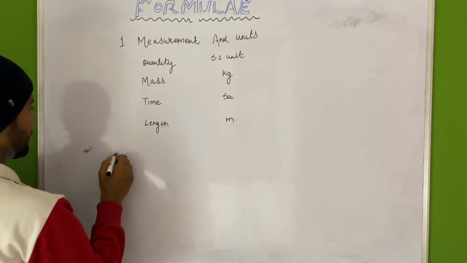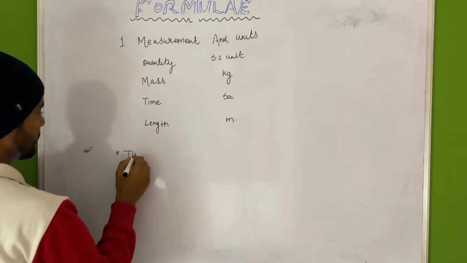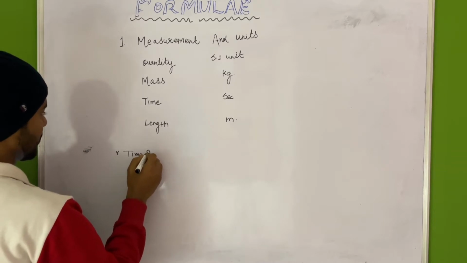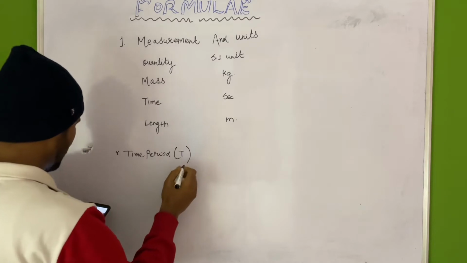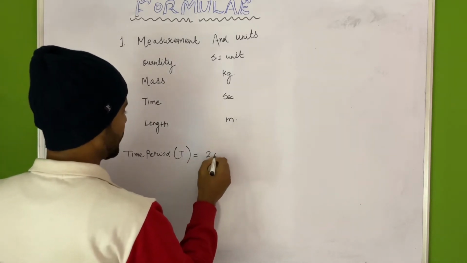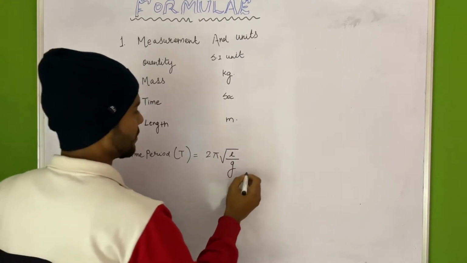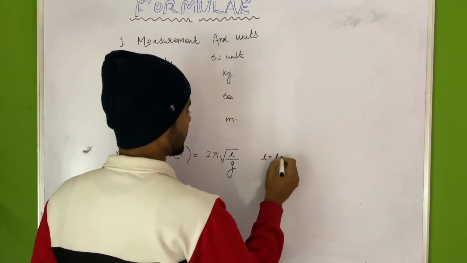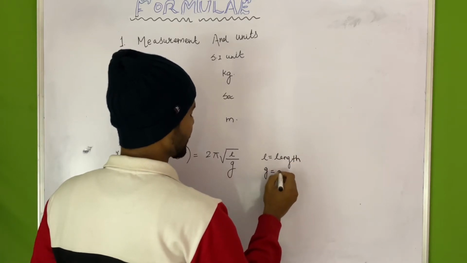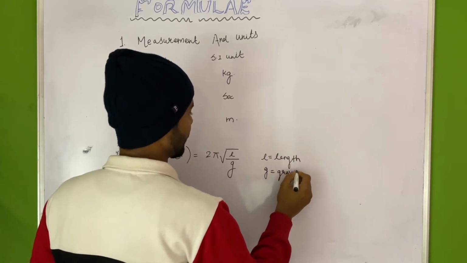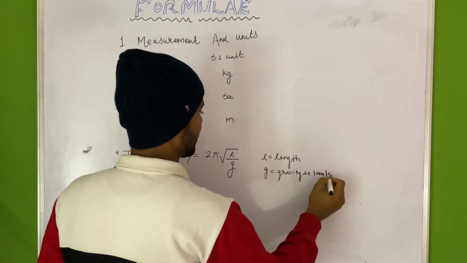Second concept we have time period. Represented by T, and the formula for T is 2 pi root over L by g, where L is your length and g is gravity. That is 10 meter per second square.